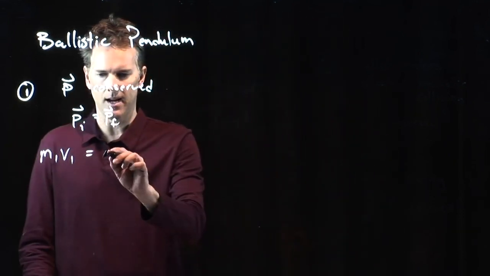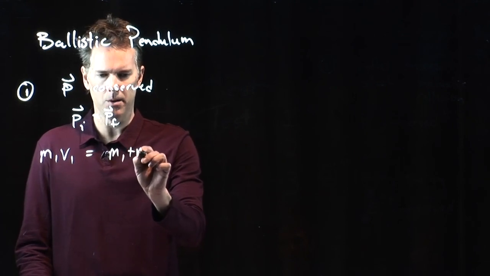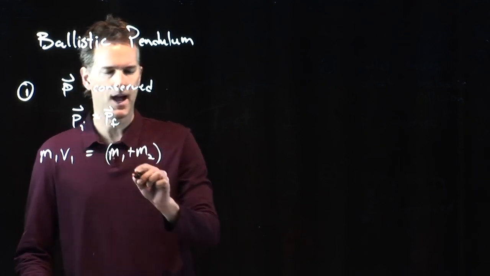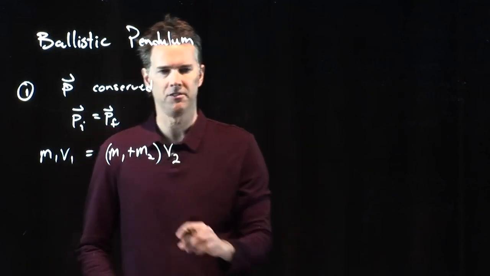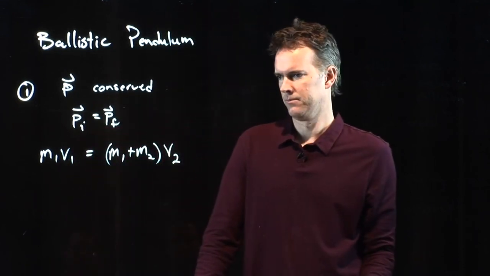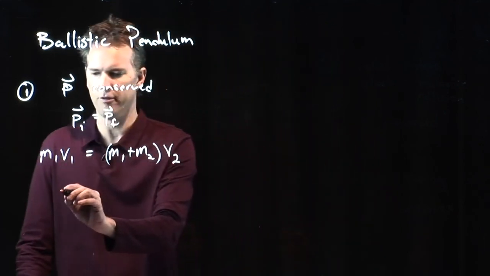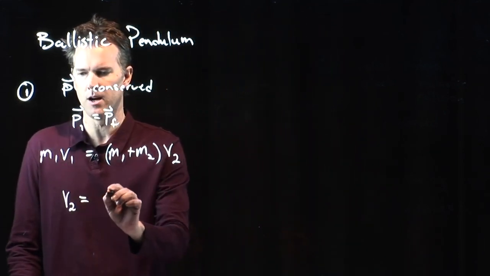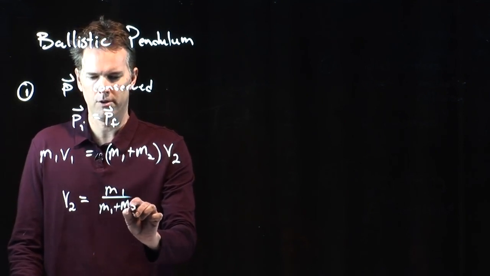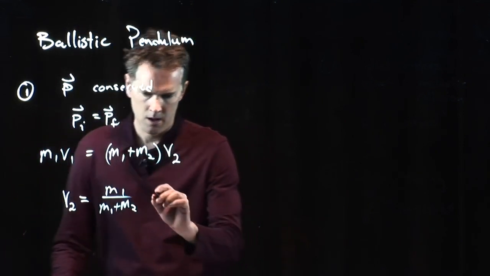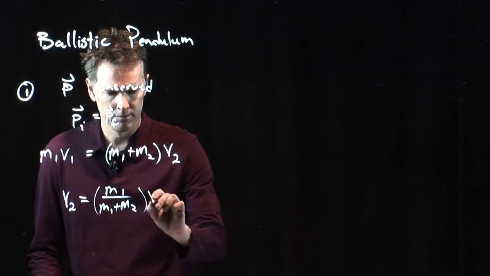On the right side, the bullet is now in the block, and so we have two masses that are moving together, both at speed v2. All right, let's solve this equation for v2 because we're going to need that later on. v2 is m1 over m1 plus m2, all of that, times v1.